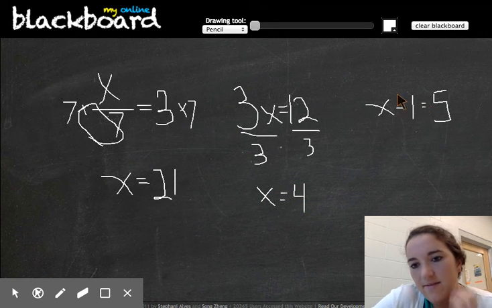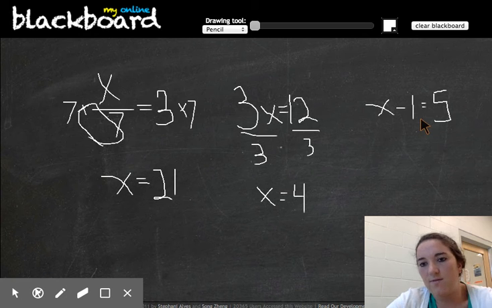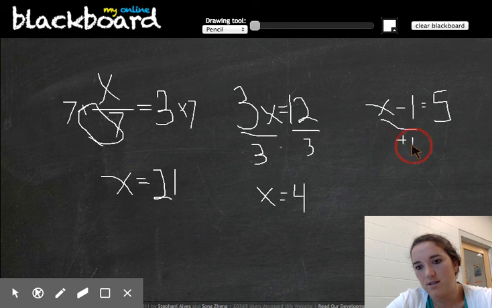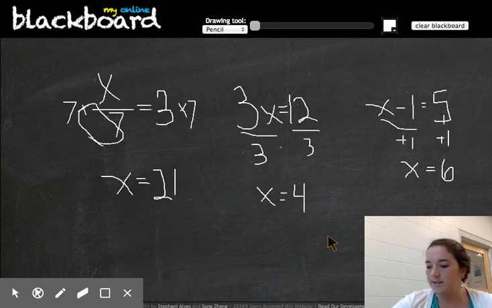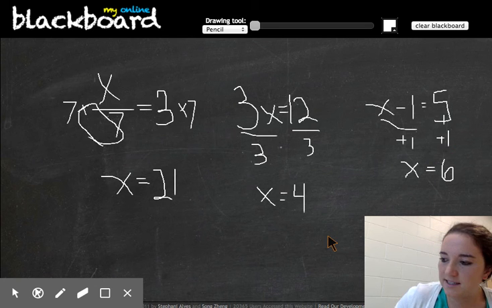And last one, we have x minus 1 equals 5. What operation are we doing here? So how can we undo that subtraction? We can add. If we add 1 to both sides of the equation, what do we end up with? X equals 6. All right, so go ahead and finish up the last problems by yourself.